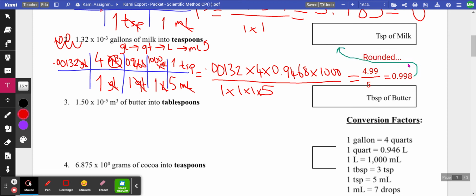If you round to the nearest whole number, since we have 4 here, as you can see in the numbers we multiplied together, there's 4, which has the least significant figure, which is 1, right? So also 1000, the 1 is the only significant figure in 1000. So 1 is the least number of significant figures, so we have to convert 0.998 to 1.